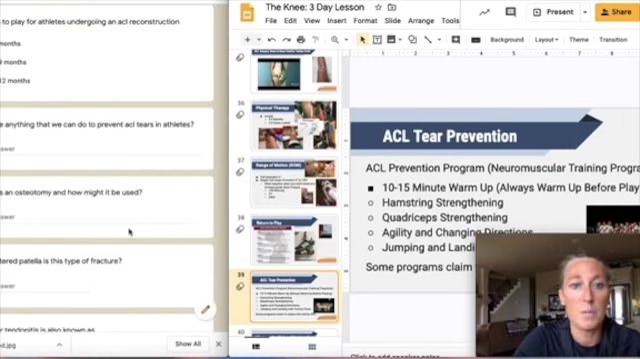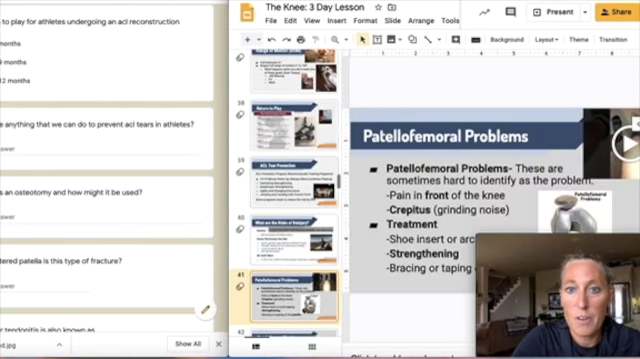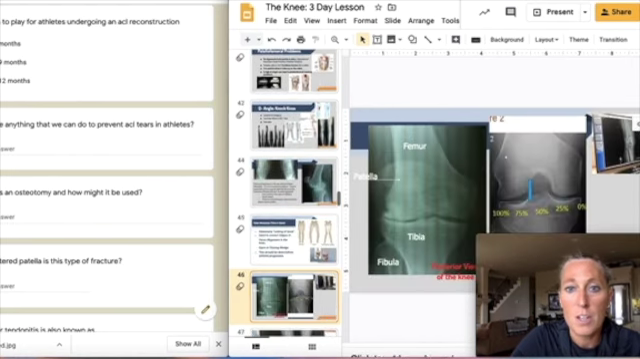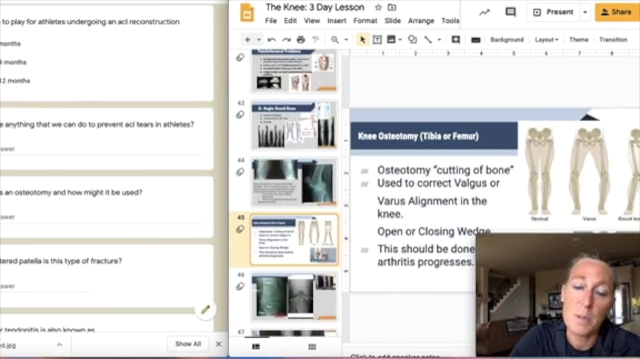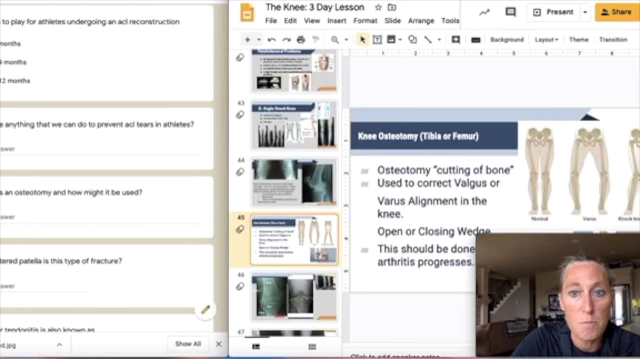What is an osteotomy and how might it be used? Let's keep scrolling down. Patellofemoral problems, Q angle we talked about. Here's knee osteotomy. It can be on the tibia, the proximal tibia, or the distal femur are the two places. Osteotomy is just a cutting of bone. So what is an osteotomy and how might it be used? It might be used in the example of someone with a high Q angle to move the center of gravity more through the central part of the knee and out of the middle.